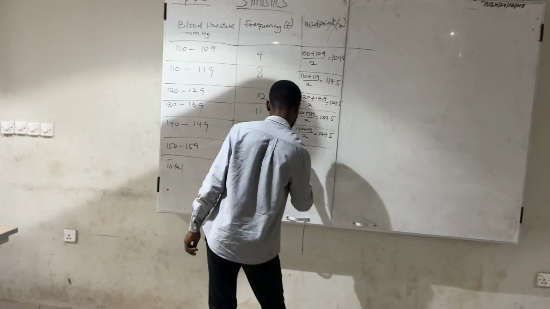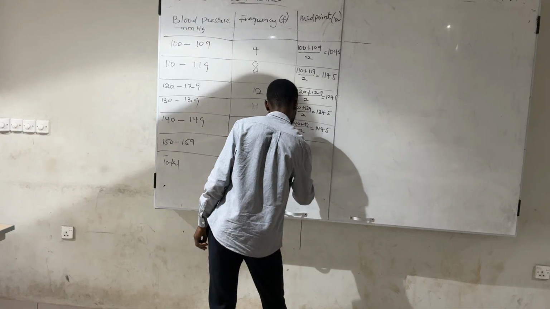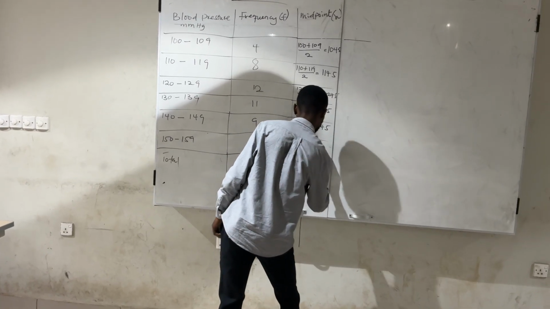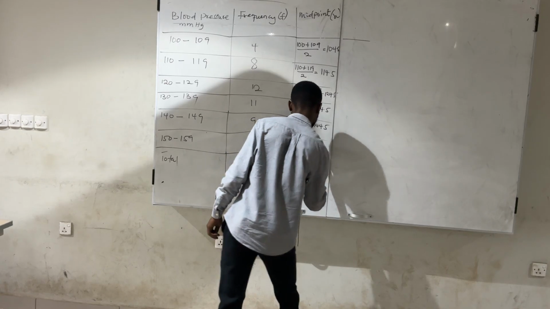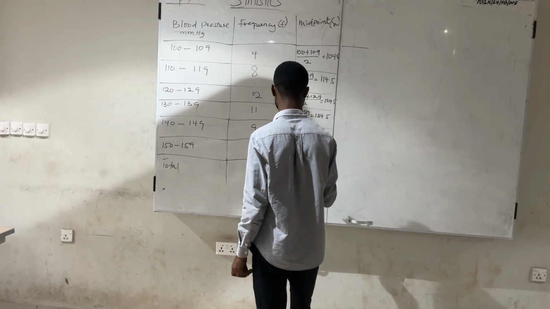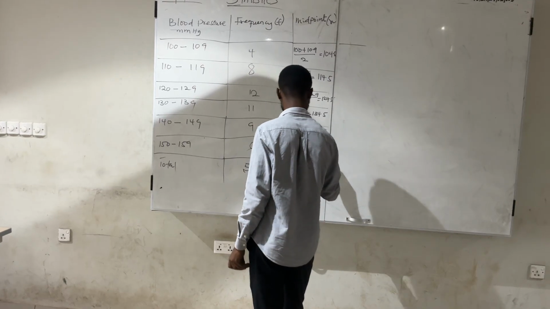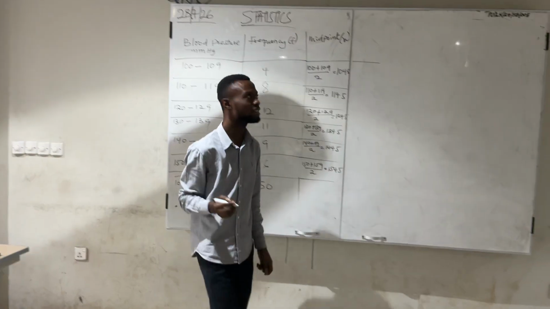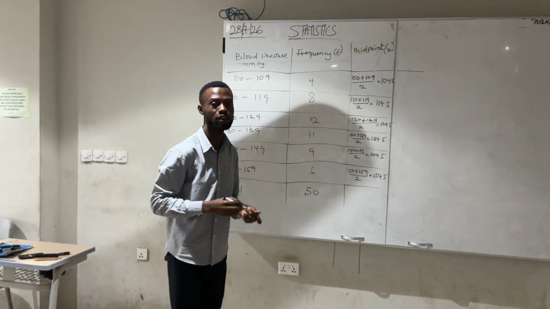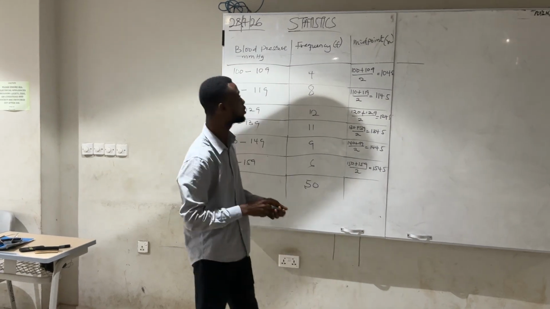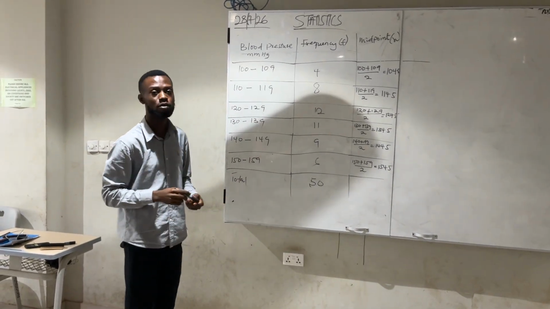144.5. Then we have 150 plus 159, all divided by 2. We get 154.5. And one thing is that in the midpoint column, we don't have the total value. Okay. So now we are going to create a space for the deviation.